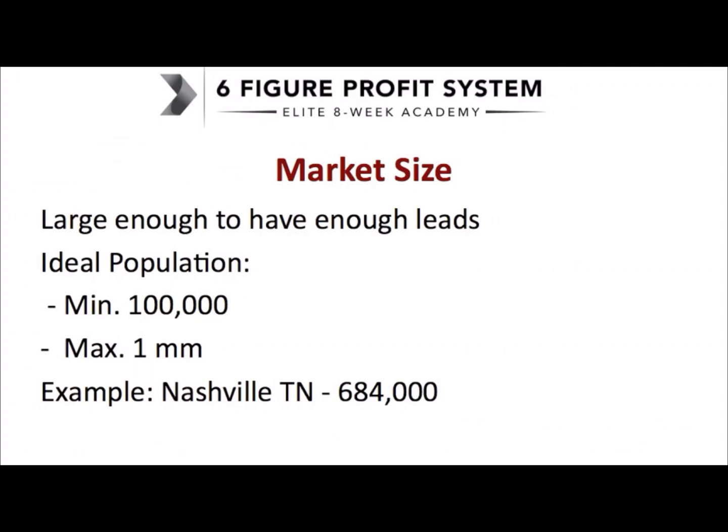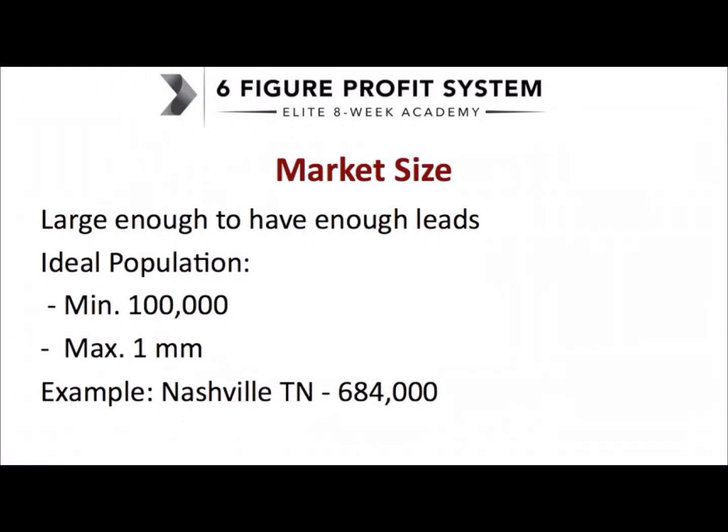The max is 1 million. Once you get over 1 million, then you also want to segment down or niche out that market geographically so that it's more manageable. And 1 million is kind of more on the high side. So, for example, an ideal market is like Nashville, Tennessee.